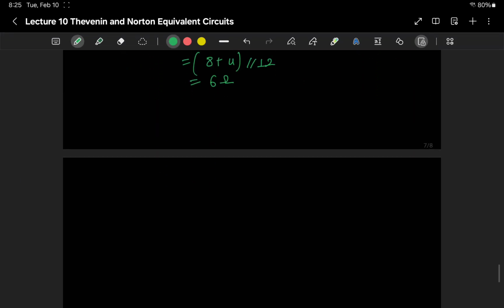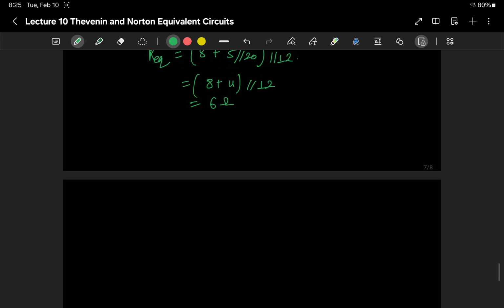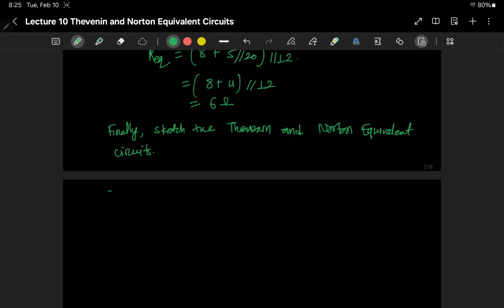So that's how we verify the resistance obtained. So finally we have to sketch the Thevenin and Norton equivalent circuits to get the answer. Okay, let's write Thevenin on this side and Norton on this side.